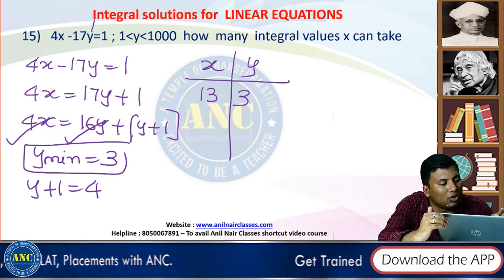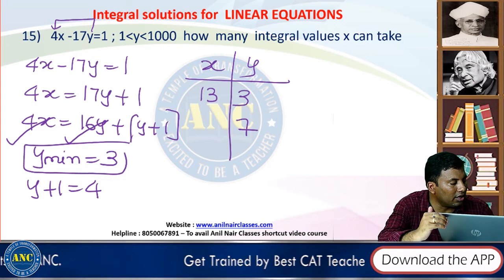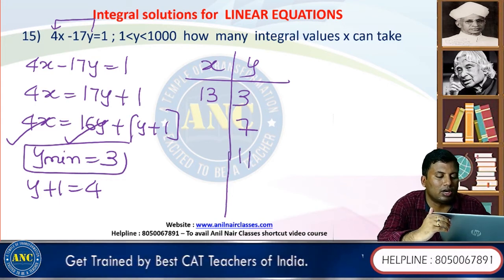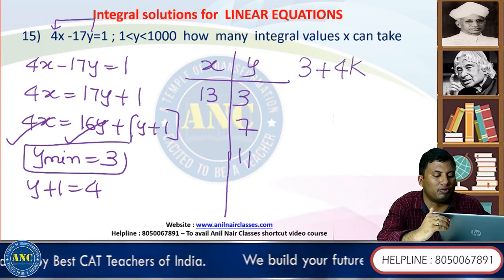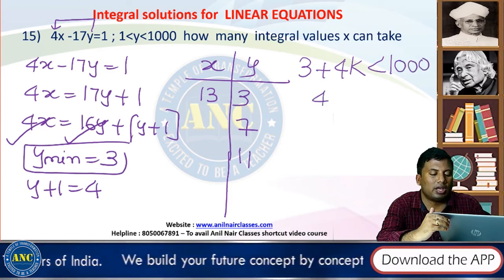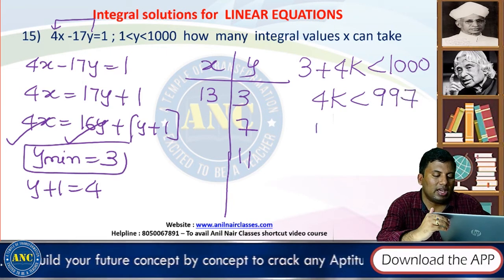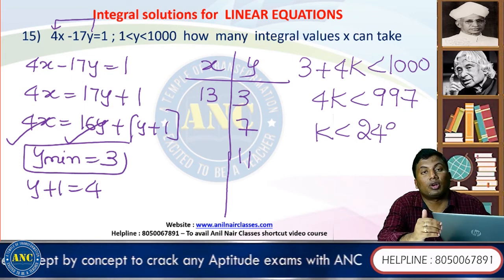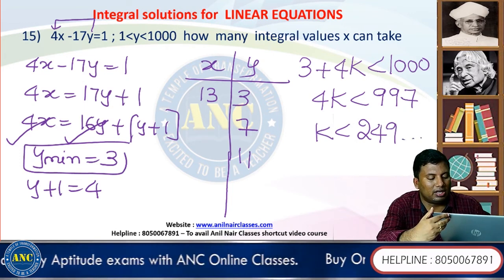Y is growing in terms of 4: 3, 7, 11 and so on. Lowest is 3. Every time there is an increase of 4. So 3 plus 4k is less than 1000, which gives 4k less than 997. So k is less than 249 point something, since 249 fours are 996.